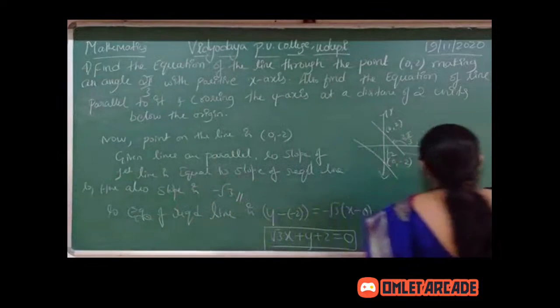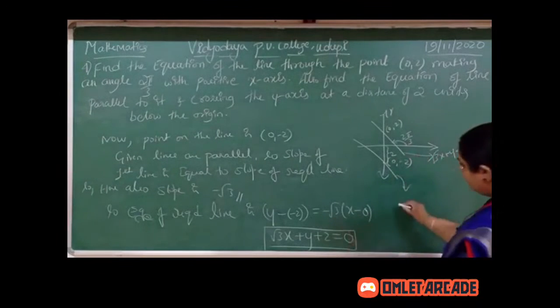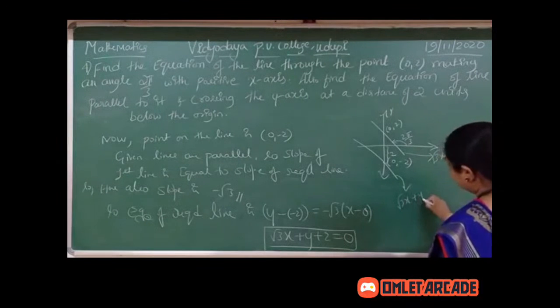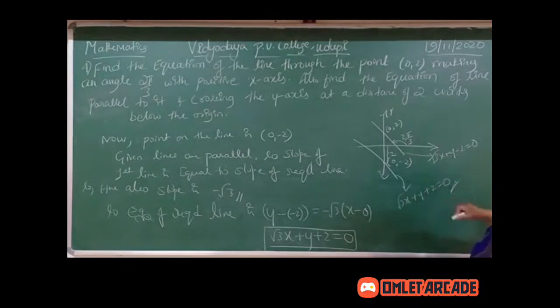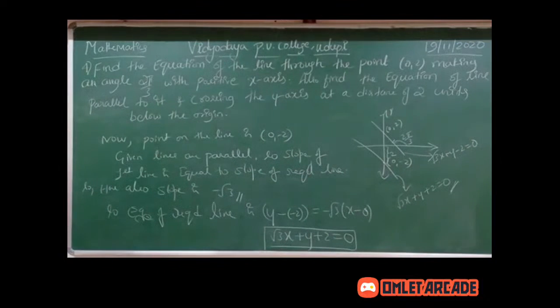Let me show you. This is root 3 x plus y minus 2 is equal to 0. This is the equation of the first line. Now what we found: root 3 x plus y plus 2 is equal to 0. This is the equation of the second line. So we finished both the parts. Read the question carefully and find the required things. Okay?